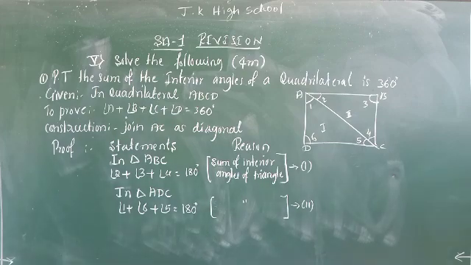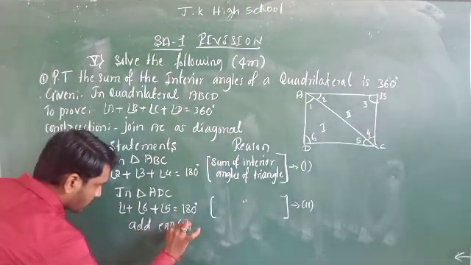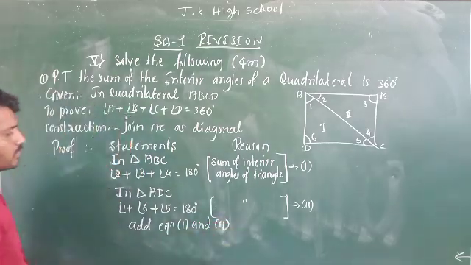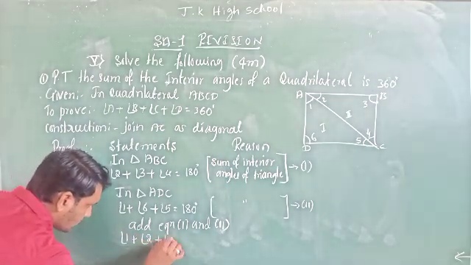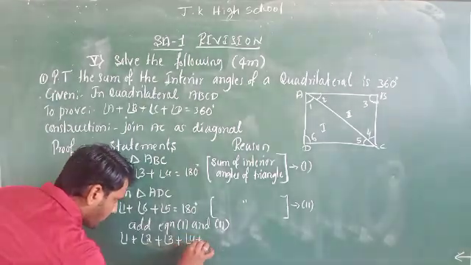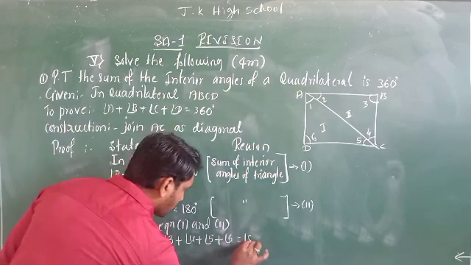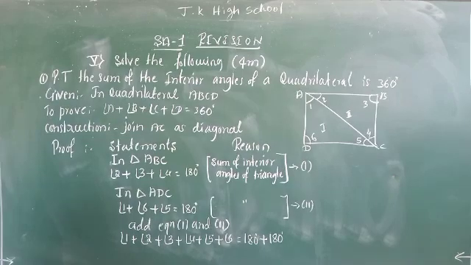Next term, add equation 1 and 2. Add equation number 1 and 2. So 1 plus 2 plus 3 plus 4 plus 5 plus 6 is equal to 180 degree plus 180 degree. Correct? Total how many angles are there? Totally 6 angles are there.